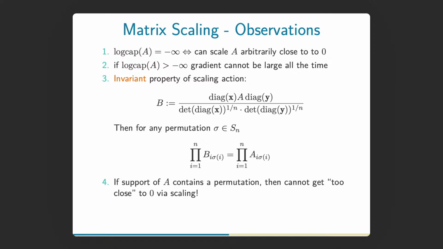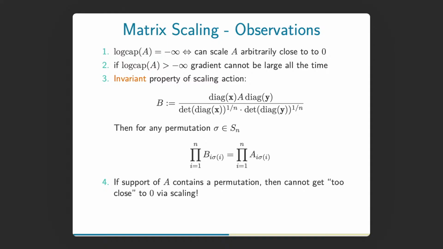Now, if the support of A contains a permutation, then no matter what scaling I do, this quantity will never change, which means that my matrix cannot get arbitrarily close to 0. Because if it was getting arbitrarily close to 0, all these entries would have to be really close to 0. But the product doesn't change. Does that make sense? So if the support of A has a permutation, I will not be able to get as close to 0 as I want, which means that my log capacity is finite. Correct? Does that make sense?